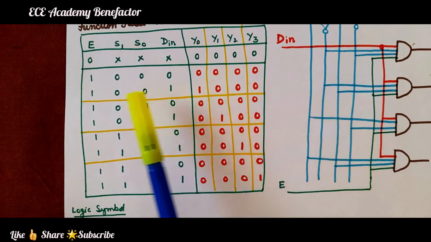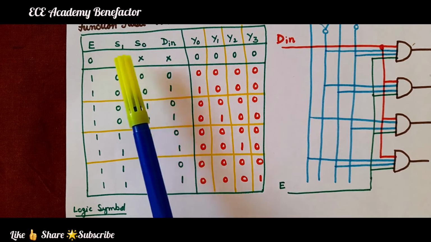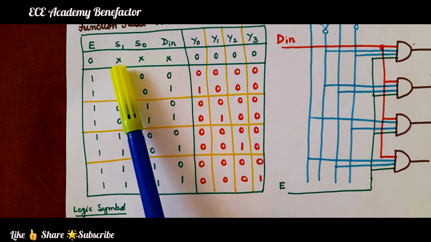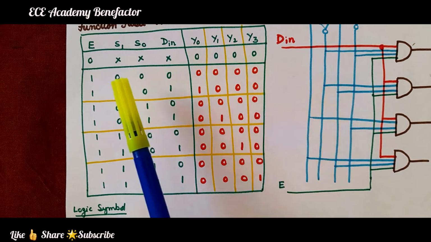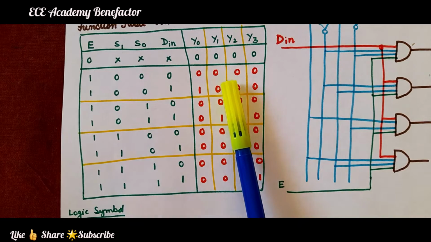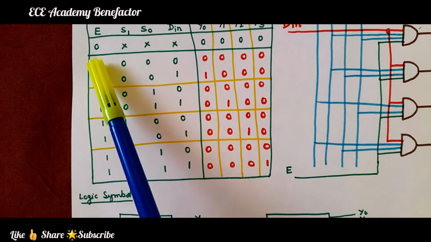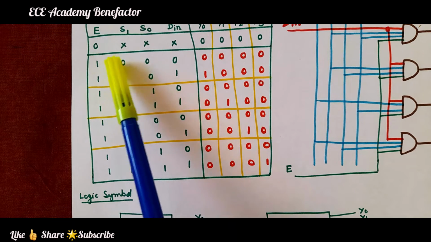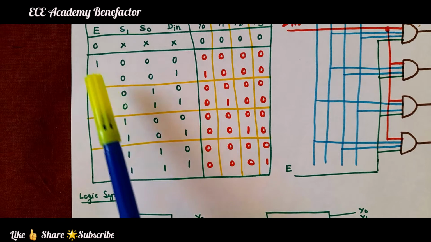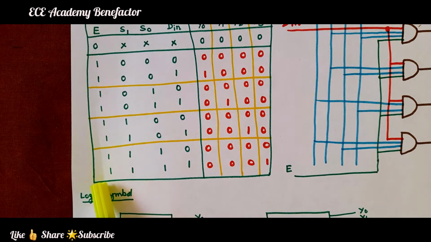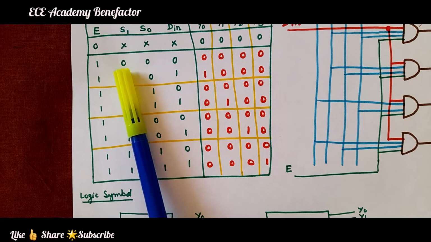So when the enable input is 0, don't care is shown, because whatever the values present at the selection lines and data input, the output is going to be 0. So the demultiplexer is going to give the output when the enable is 1. For all these 8 possible combinations, from 000 to 111, we kept the enable input as 1.